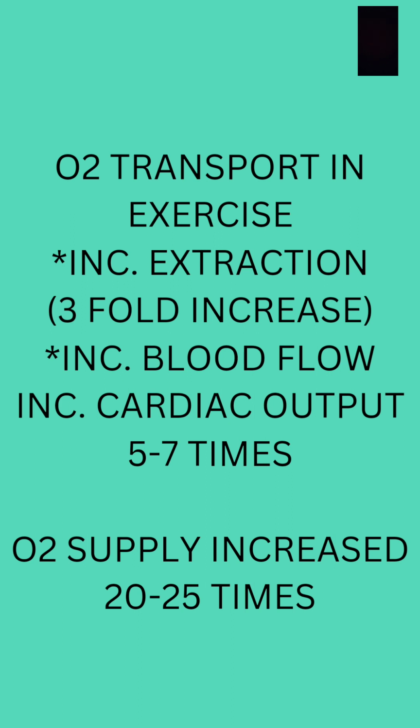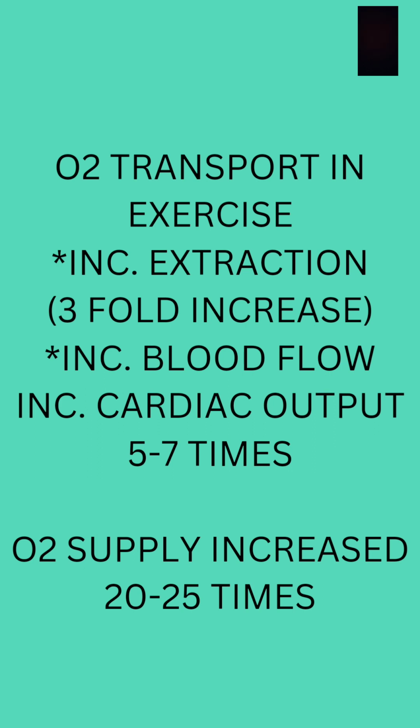Now oxygen transport in exercise. During exercise, the oxygen requirement increases. To meet this requirement, there is increased oxygen extraction from blood, that is, instead of 5 ml per 100 ml of blood, there is 15 ml per 100 ml of blood. Now during exercise there is decreased partial pressure of oxygen, increased partial pressure of carbon dioxide, increased H plus due to lactic acid accumulation, increased temperature, and increased 2,3 BPG due to more and more glycolysis. This increases the oxygen extraction rate by threefold.